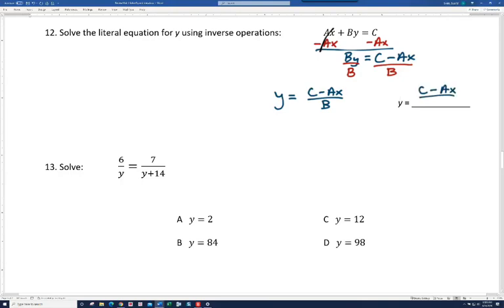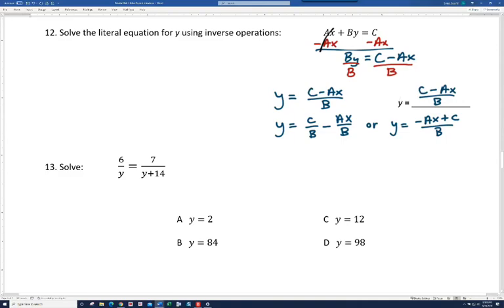Now, I'm going to write the answer this way, but there's a couple of other ways you could have written it, depending on what you remember from your previous algebra experiences. You could break the fraction into two parts and have c over b minus ax over b. Or the other way you might have written it is as minus ax plus c over b. Really, these are just in the opposite order. And any of these answers would be fine. All right, let's look at number 13.